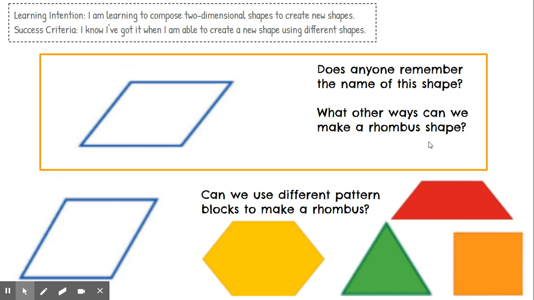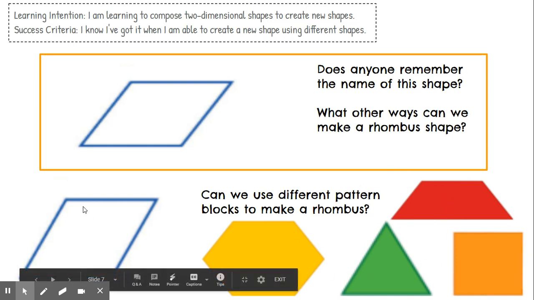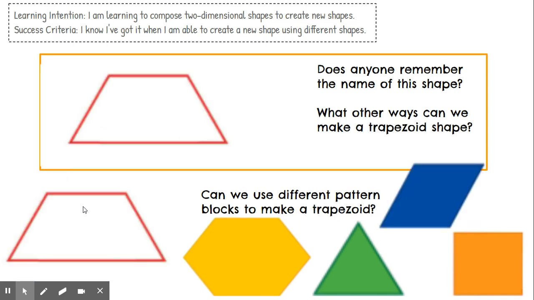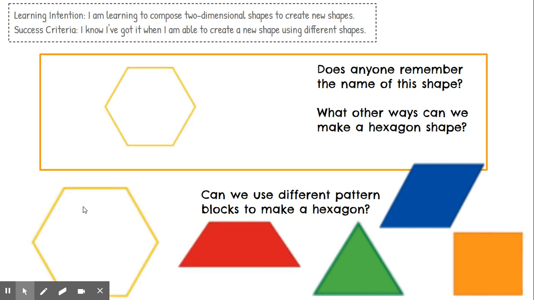Do you remember the name of this shape? Right, this is a rhombus. What other ways can we make a rhombus shape? What can we use down here? Practice making a rhombus in your workbook. What shapes did you use? What about the trapezoid? How did you do it in your workbook? And the hexagon. What shapes did you use to make the hexagon?